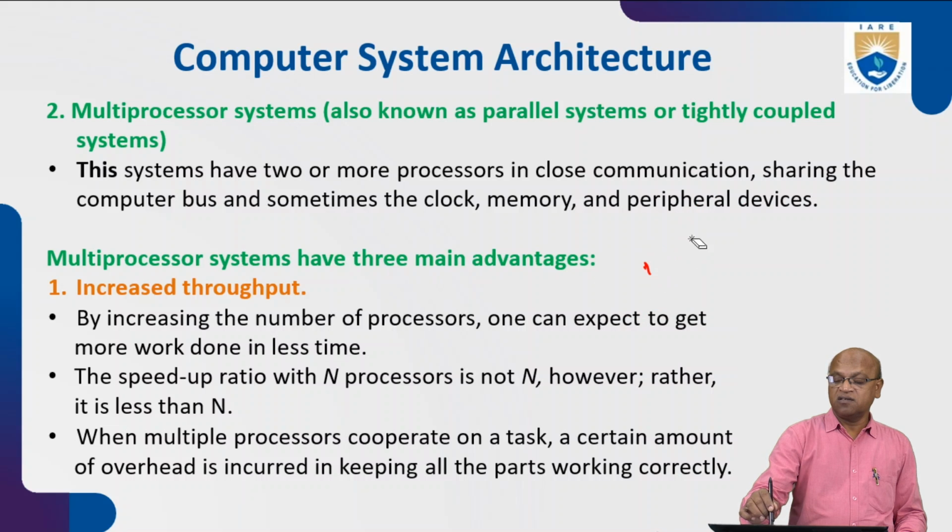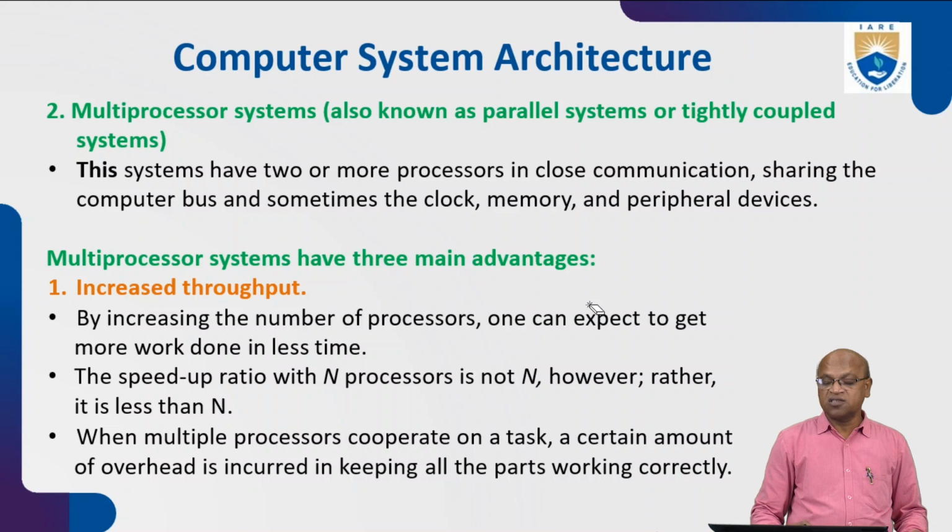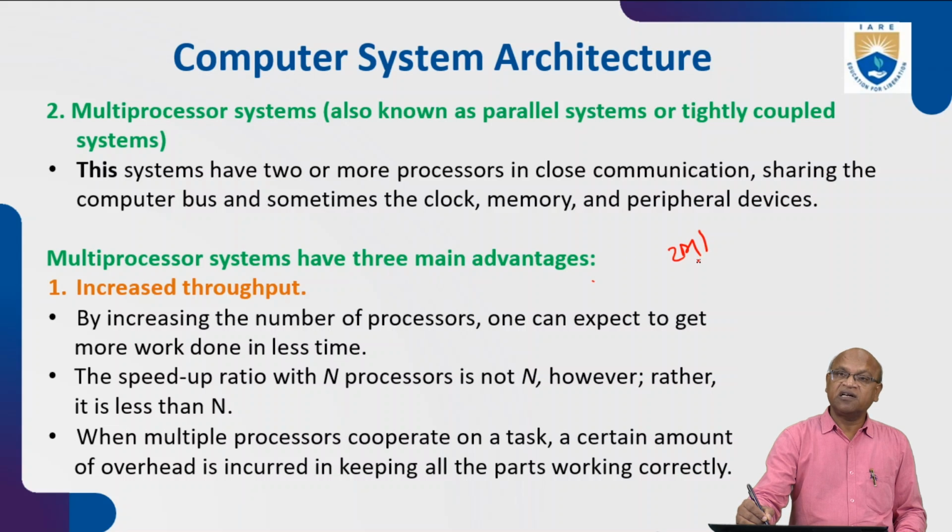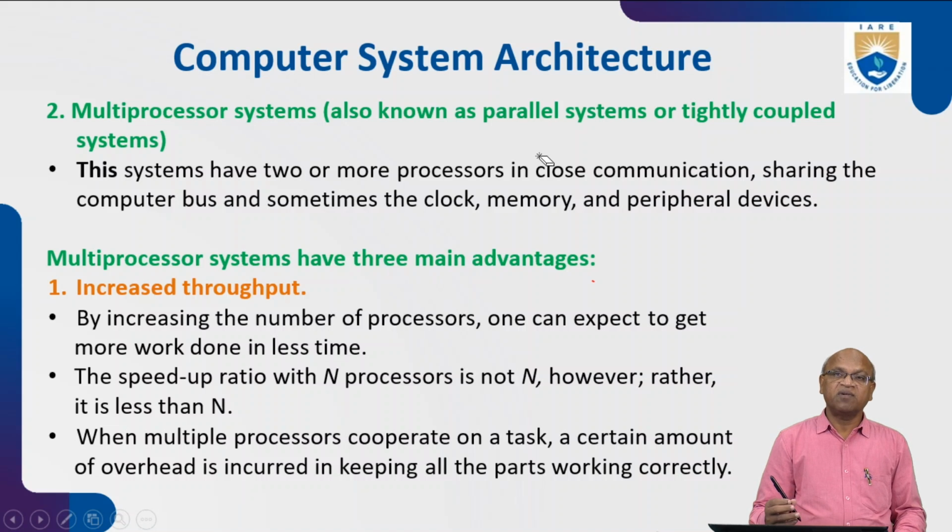If you look at this one, by increasing the number of processors, one can expect to get work done in less time. Suppose only a single processor is there; to execute 100 lines of the program, it takes maybe 2 milliseconds. Suppose I install 3 microprocessors; the same 100 lines program can be executed within 0.5 milliseconds. So as the processors increase, the job will be done very fast. By increasing the number of processors, one can expect to get more work done in less time.